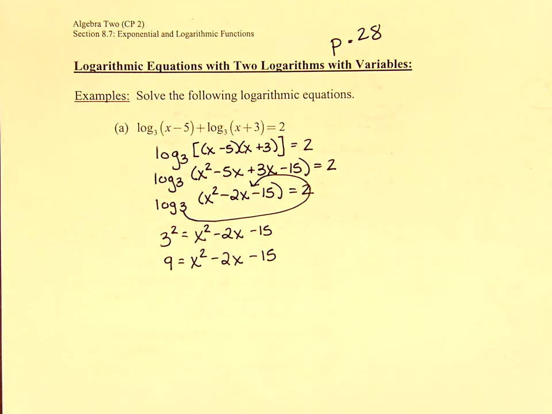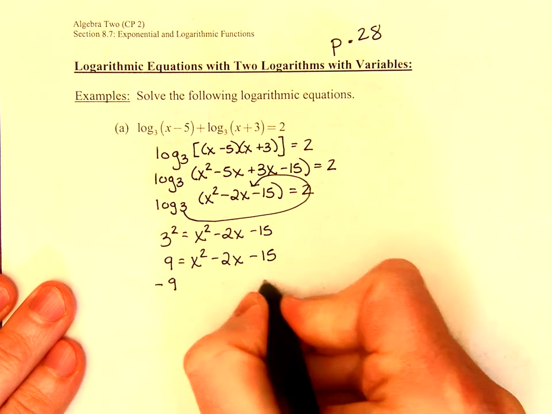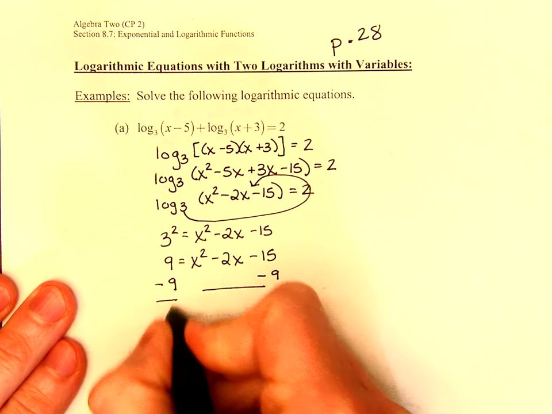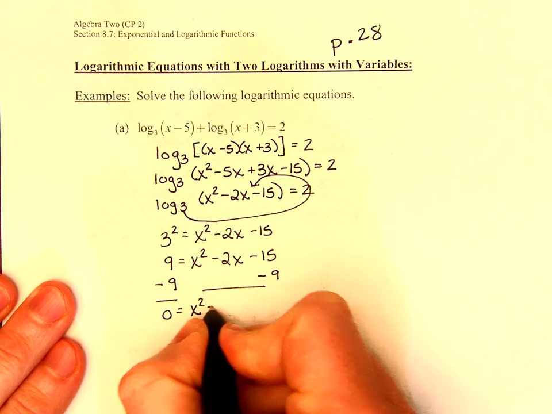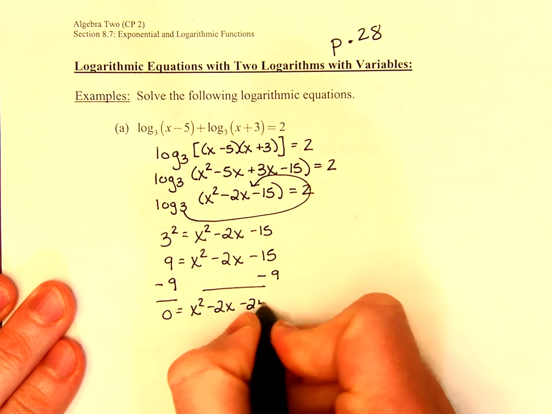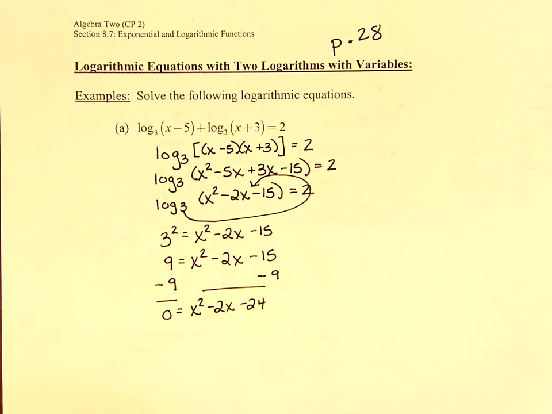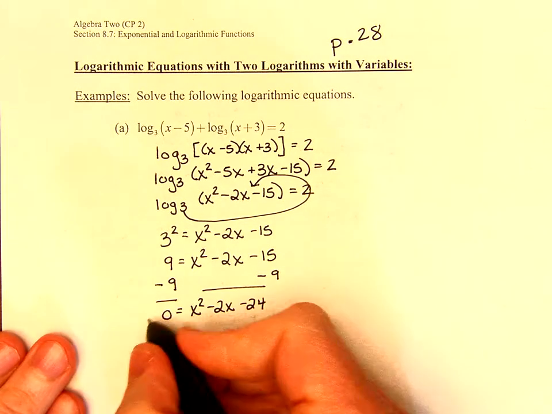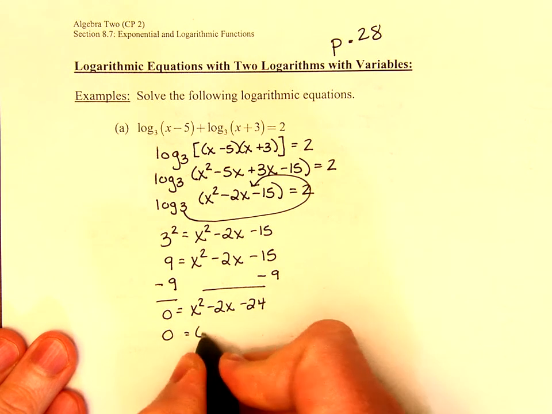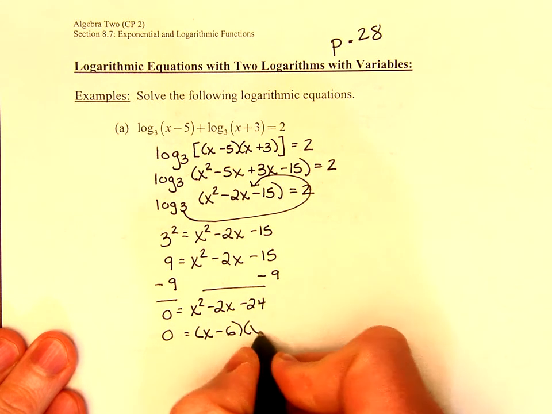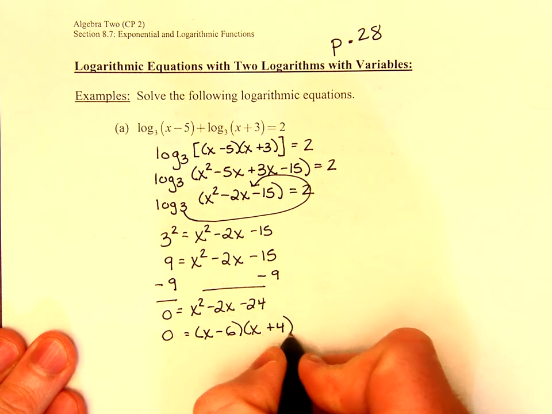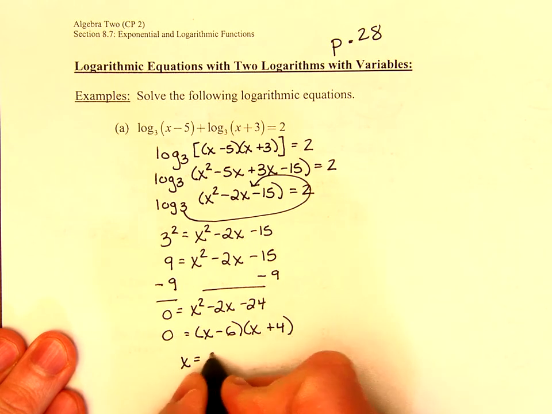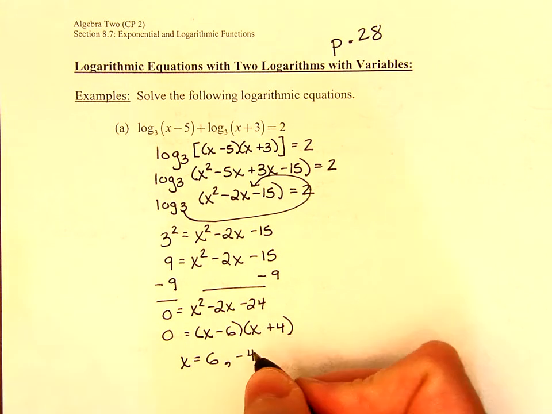This is looking like a quadratic equation, so I need to make this equal 0. I'm going to subtract 9 from both sides. 0 equals x squared minus 2x minus 24. We can solve this by factoring. If we couldn't, we'd have to use the quadratic formula, but this is factorable. I'm going to get 0 equals x minus 6 times x plus 4, which means x is going to equal either 6 or negative 4.